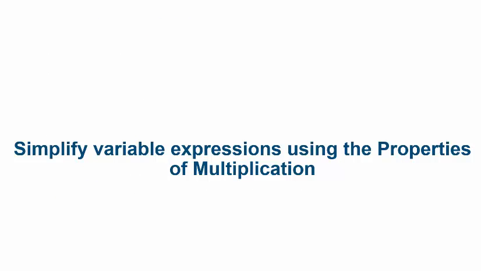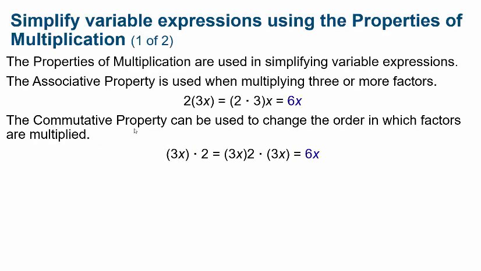Okay, let's move on and talk about simplifying variable expressions using the properties of multiplication here. The associative property is used when multiplying 3 or more factors. So when I have 2 times 3x, this is the same thing as 2 times 3 times x. Well, 2 times 3 is 6x.